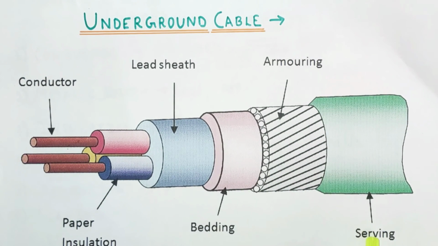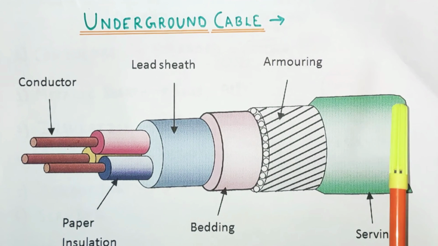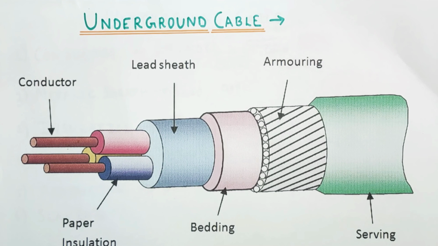And last is the serving. Friend, the function of serving is the same as the lead sheath. It is also preventing the entire cable from the attack of moisture. Means serving is protecting the entire cable from moisture. So these are all the protective layers used in underground cables.